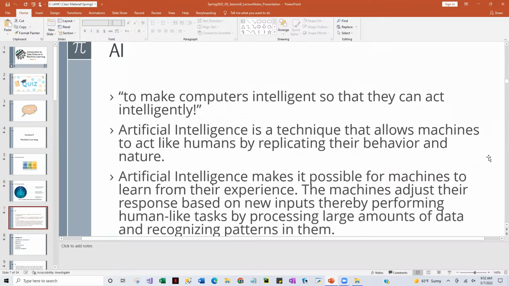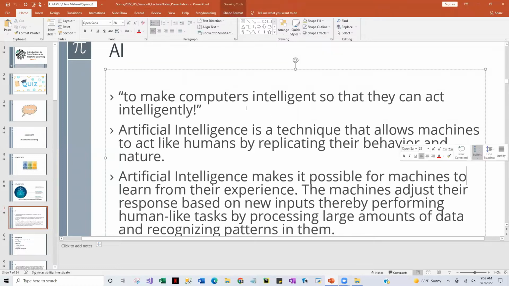So now we are talking about AI. With AI, we are making computers intelligent, so they can act intelligently. This is the nice way to say artificial intelligence. Otherwise, we can say artificial intelligence is a technique that allows machines to act like humans.